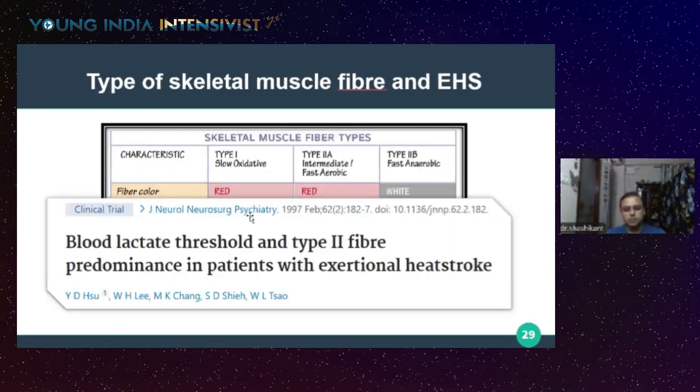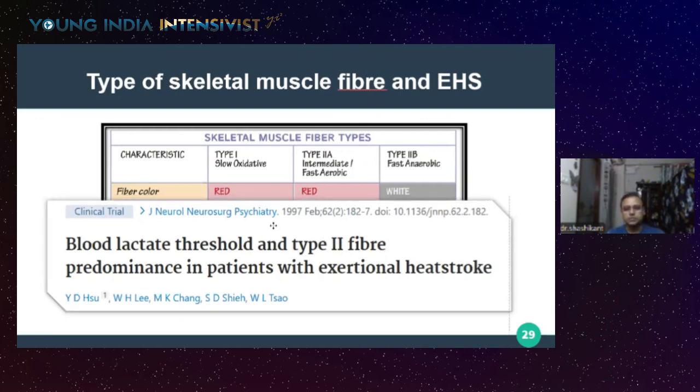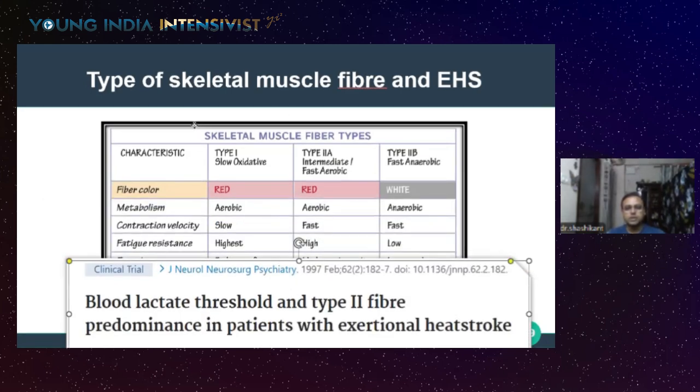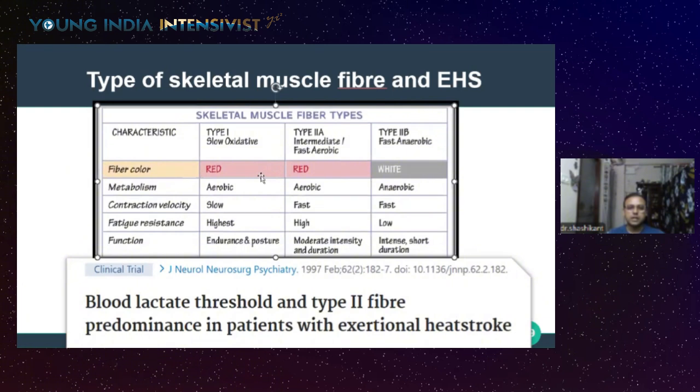Now, there is literature on patients who experience exertional heat stroke and the type of muscle fiber in their skeletal muscles. As we know, in humans we have three types of skeletal muscle fibers. One is type 1, which is slow oxidative. Type 2, in which we have type 2A and type 2B. Type 1 and type 2A have predominantly aerobic metabolism, while type 2B has anaerobic metabolism.